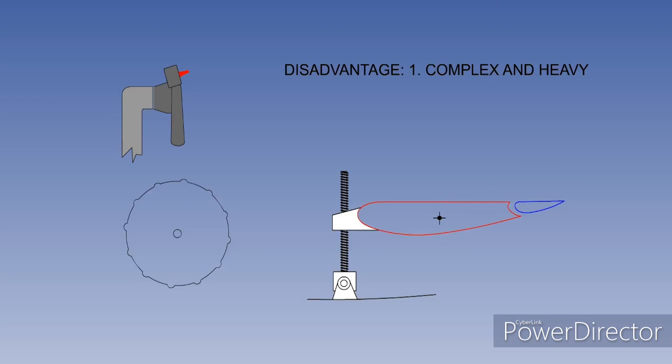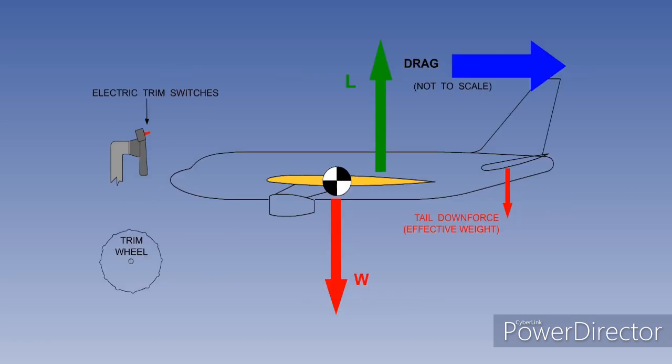The only disadvantage of the variable incidence trimming tailplane is that it is heavier than a trim tab and more complex. This disadvantage is far outweighed by its advantages. To maximize aerodynamic efficiency in the cruise, reducing the trim drag to an absolute minimum will significantly increase the distance that can be flown using a given amount of fuel.